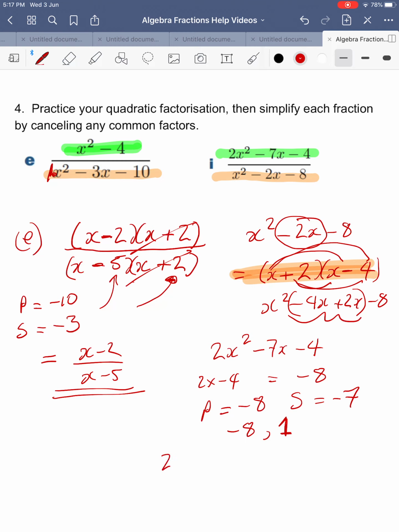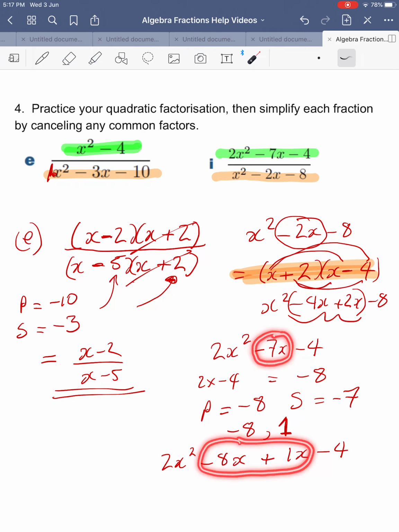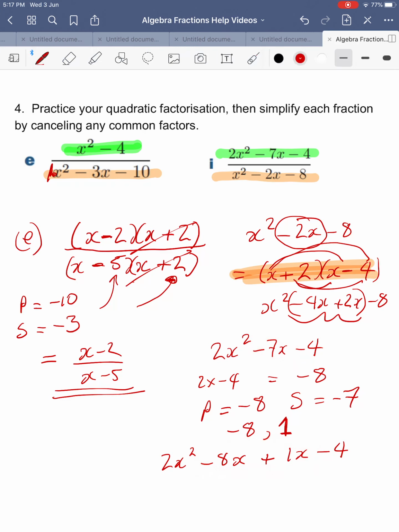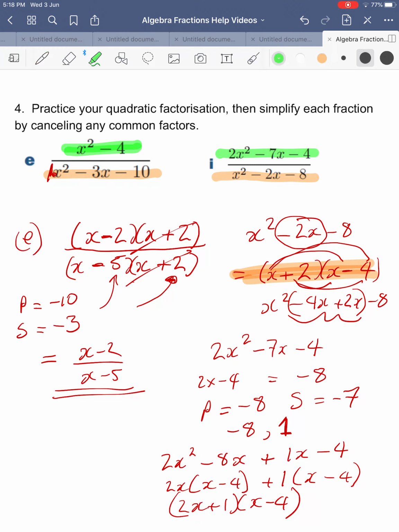So this is where we split the middle term: 2x squared minus 8x plus 1x and then minus 4. What we've done is rewritten the original quadratic and split that middle term into minus 8x plus 1x. The reason we do that is we can now factorise pairwise. Take out 2x as a common factor, this is x minus 4. And then plus 1, take 1 out as a factor, x minus 4. And then you can see that this is 2x plus 1 into x minus 4. So this is in fact the numerator now.